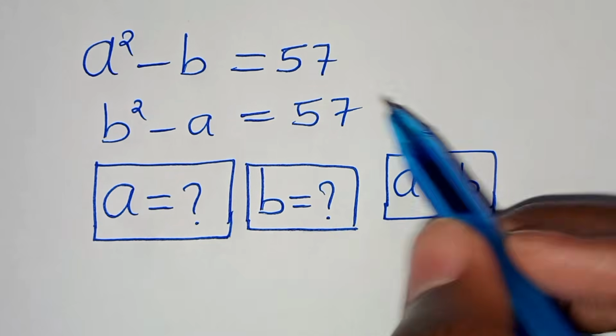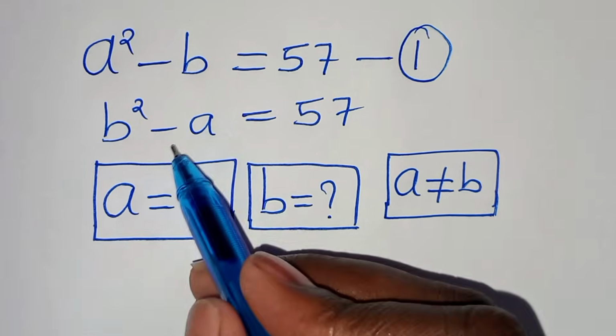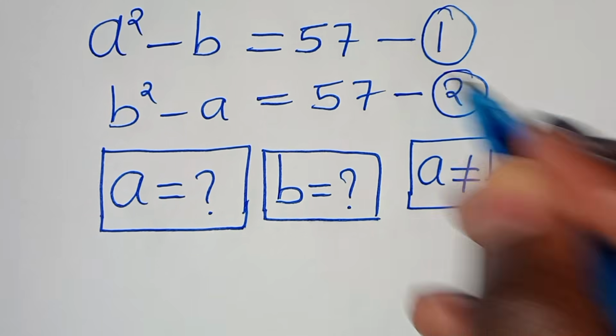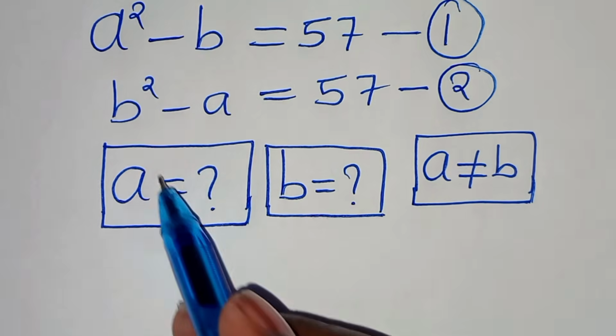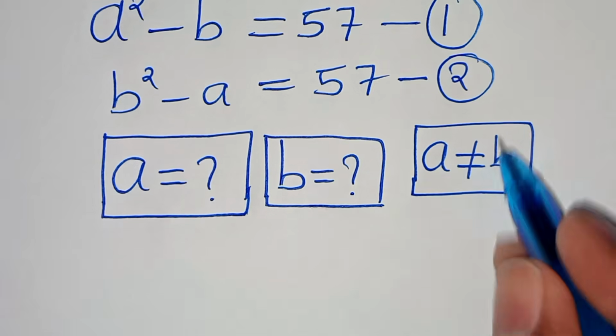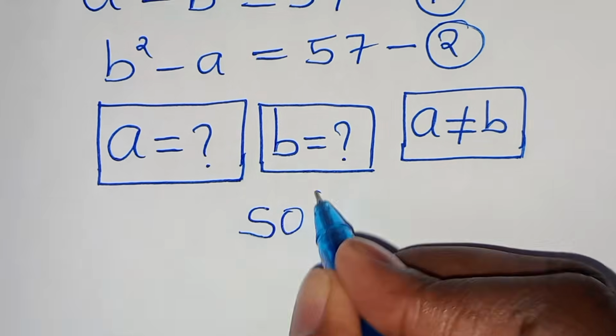You're welcome to solve this nice algebra problem, which is a squared minus b. This is equal to 57. Let's call this equation 1. And b squared minus a, this is equal to 57. Let's call this equation 2. So the question is, what is the value of a and what is the value of b, given that a is not equal to b? So let's provide a solution from here.